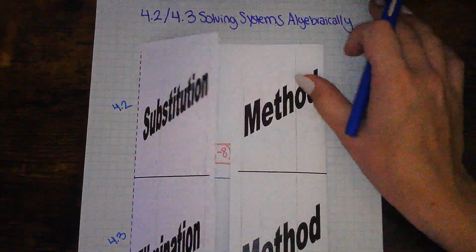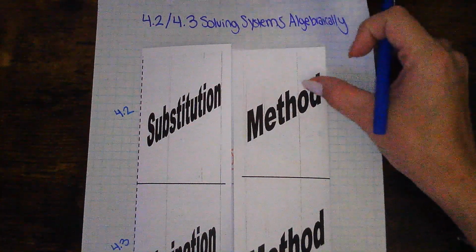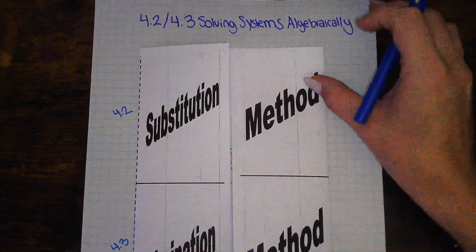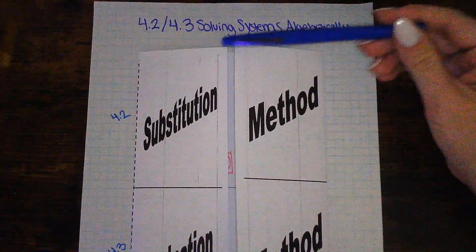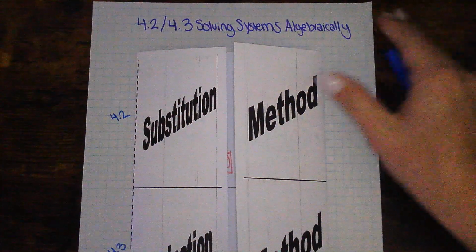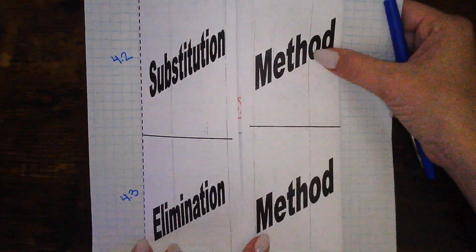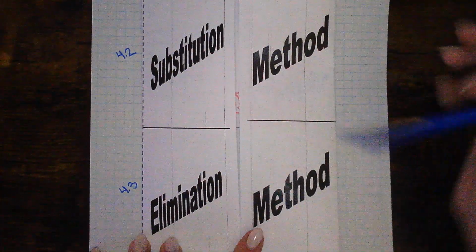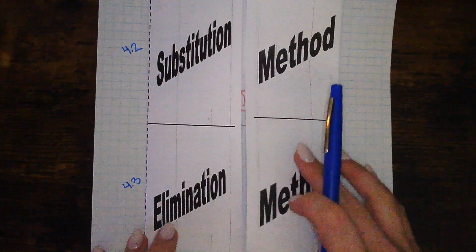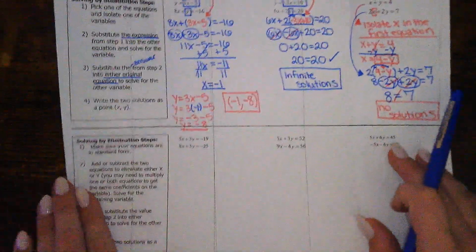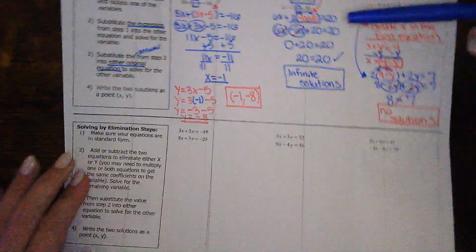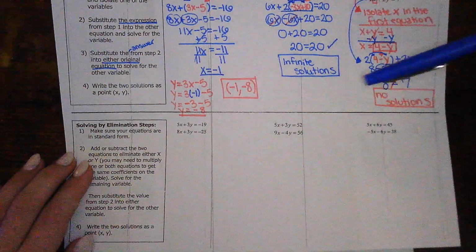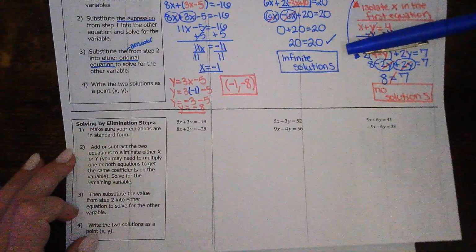Okay, so today we're going to do the second half of this foldable about solving systems of equations algebraically, and that's the elimination method down here, section 4.3 in our Envision textbook. So one of the ways that we learned to solve systems algebraically is with the substitution method.